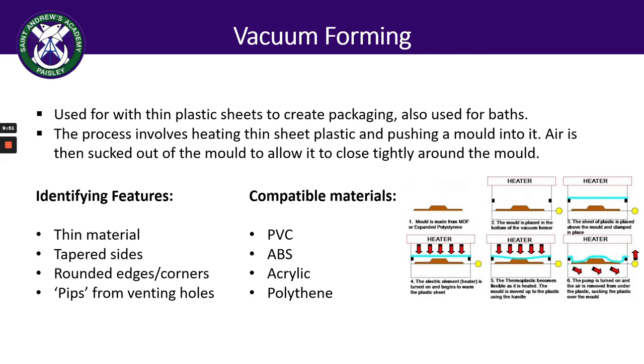So it is suitable for creating complex shapes, and it can be recognised from some of these identifying features. So a thin material, thin sheets of plastic, tapered sides so it can easily be removed from the mould, rounded edges and corners, and sometimes you can see pips in it from the venting holes. So when the vacuum sucks the air out between the mould and the plastic sheet, this is done through just like circular holes in the tool, and this can leave a mark, so they just have to be placed sort of out of sight on the final product.